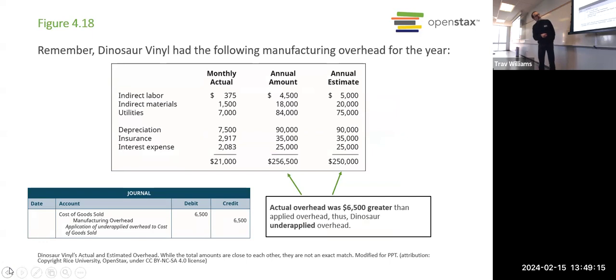So let's see, this company, okay, this is their actual overhead, and this is what they had estimated. So notice that their actual overhead was $6,500 more than what they had estimated. So now to correct it, they have to increase their cost of goods sold and decrease their manufacturing overhead, right? Because the estimate is what we use to actually apply the overhead. In this case, we're under applied.